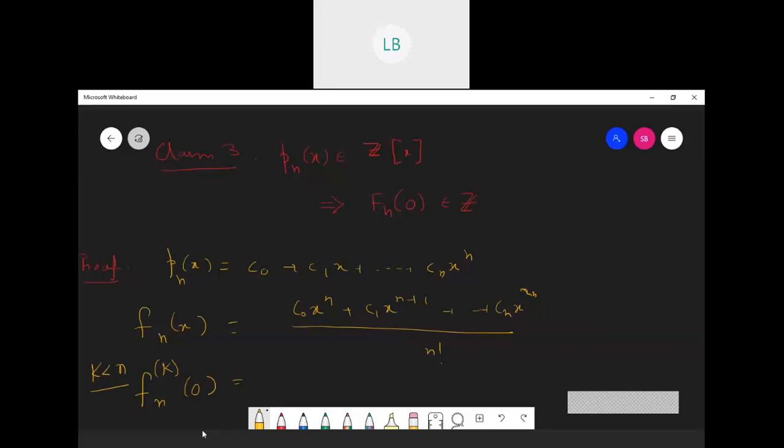So just think about it. When k is strictly less than n, then in each term there will be some non-negative power of x remaining, correct? Now if there is some non-negative power of x remaining in each term and we put x equal to 0, then each term is forced to be 0. So the sum of 0s, the answer will be 0. Are you all convinced about this? Let me know.